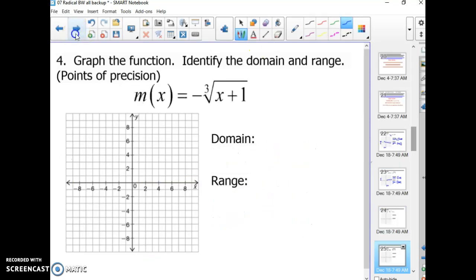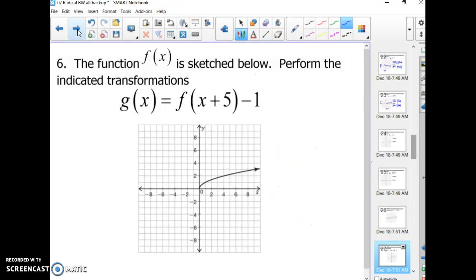Okay. So then the next one I assigned was problem 6. This is those function notation transformations that we did last class. This one is in the inside, it lies to me, so I'm going left 5, down 1. So I'm going to come in and plot those parent function points 0, 0, 1, 1, 4, 2, 9, 3. So I'm going to take each one of those to the left 5, down 1, left 5, down 1, left 5, down 1, left 5, down 1, left 5, down 1.